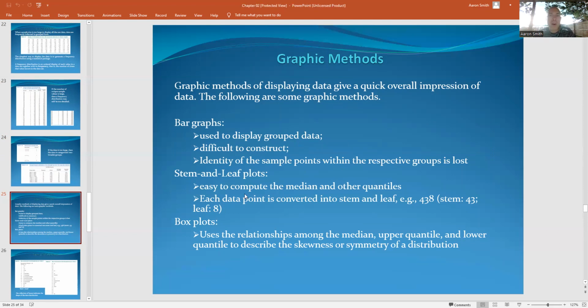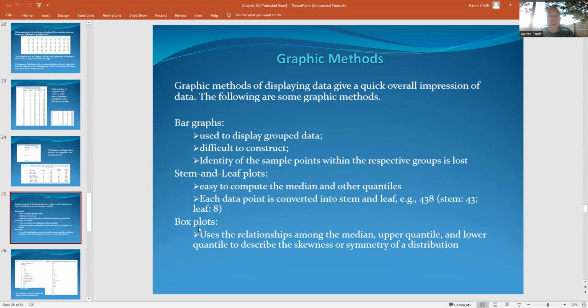Stem and leaf plots. These were, you know, sexy back in the day when people were doing statistics by hand, and we could figure out a lot of information off of it very fast, very easy. I had to do it in school. I wouldn't bother doing it.